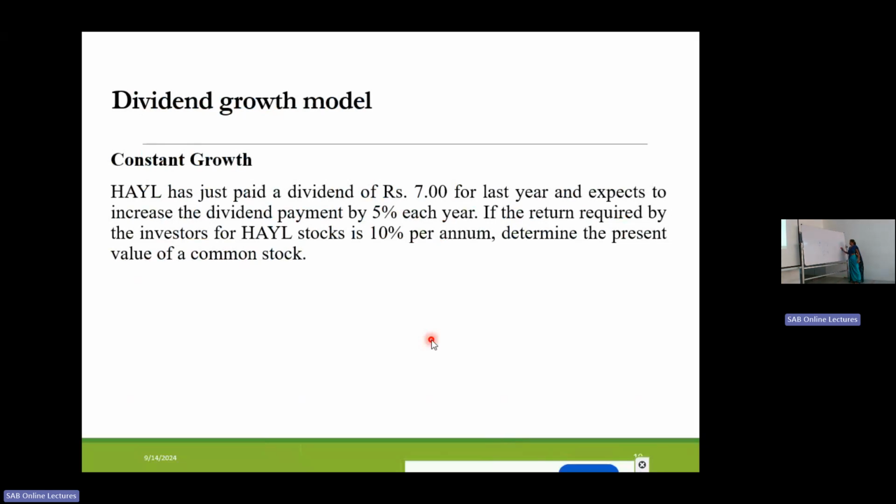Hales has just paid a dividend of 7 rupees for last year and expects to increase the dividend payment by 5% each year. So now this is not zero growth. There is a constant growth in dividend. If the required rate of return of the investors is 10% per annum, determine the intrinsic value, the present value. With the given information, you can apply only the constant growth model.